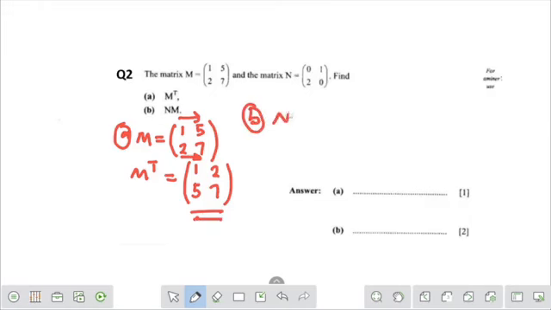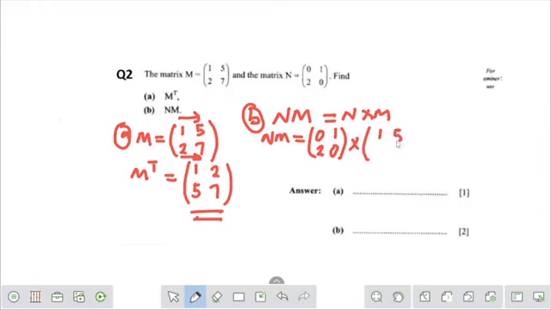Our question B is saying find NM. So we need to find the product of N times M. So we are going to write NM equal to, where there is N, we put the matrix for N, which is 0, 1, 2, 0, times the matrix for M, which is 1, 5, 2, 7. So NM equal to, we need to multiply row by column.